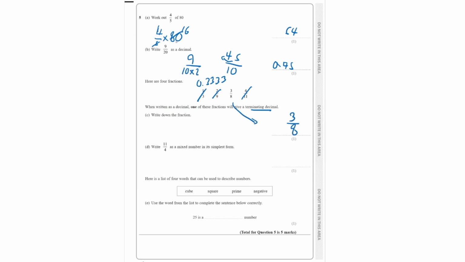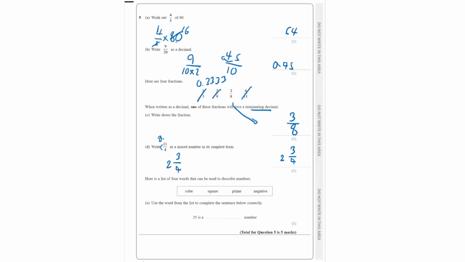Write 11 over 4 as a mixed number in its simplest form. Okay, so the highest multiple of 4 just before 11 is 8. 8 divided by 4 is 2. We simply write the same denominator as 4. And 11 minus 8 is 3. Since we cannot divide this any further, this is the simplest form. 2, 3 over 4.